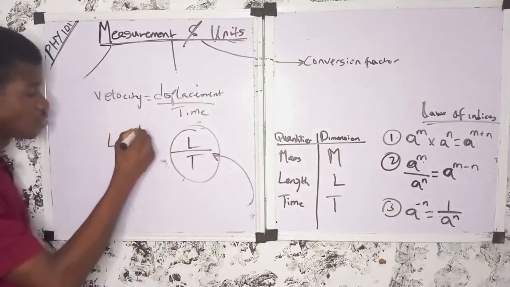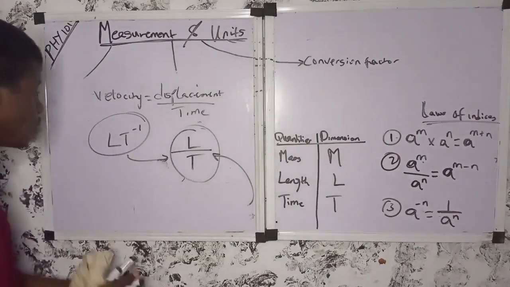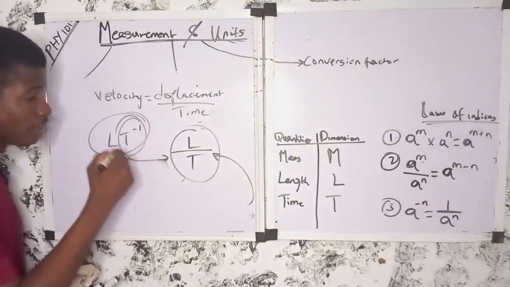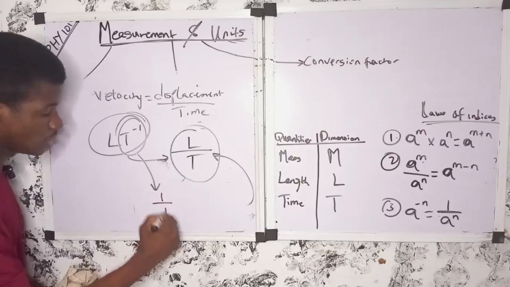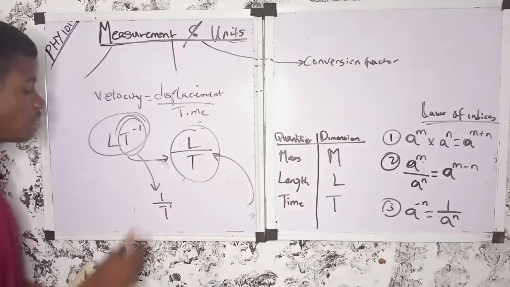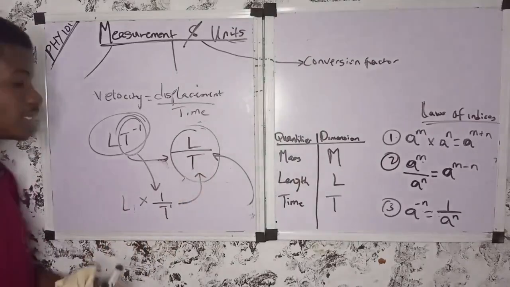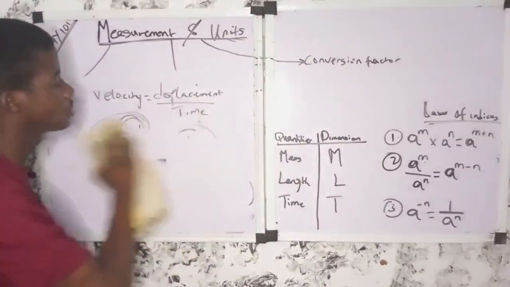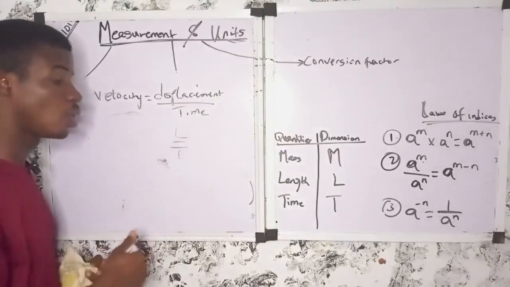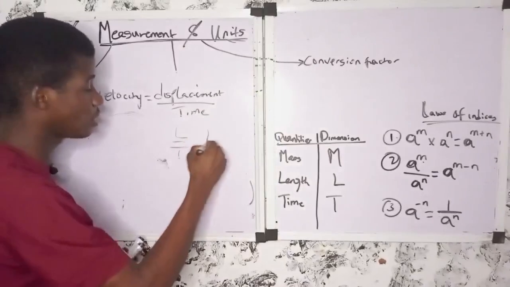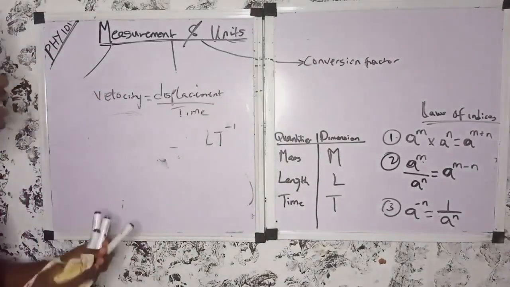So that is to tell you that LT raised to power minus 1 is the same thing as L over T, because T raised to power minus 1 is the same thing as 1 over T raised to power 1. If you multiply this with length, we get this one back, right? So that is just it, okay? So the dimension of velocity is L over T, or you can also say LT raised to power minus 1.